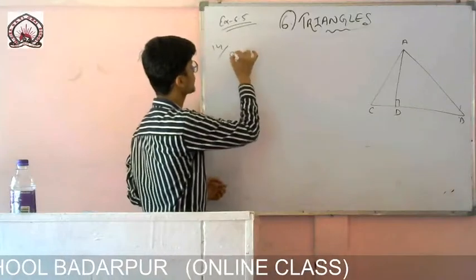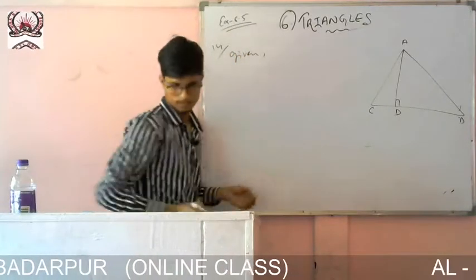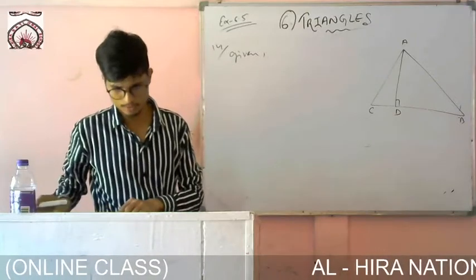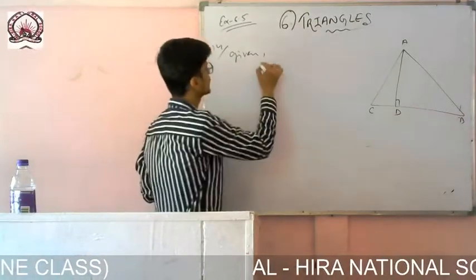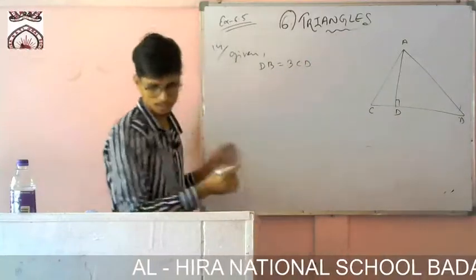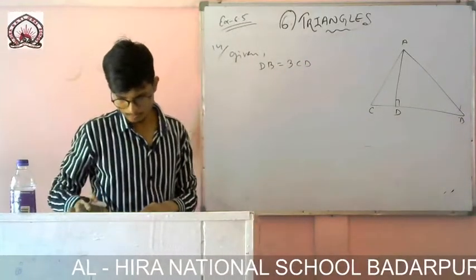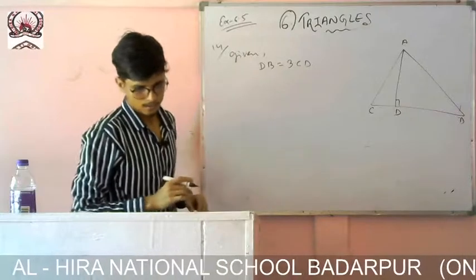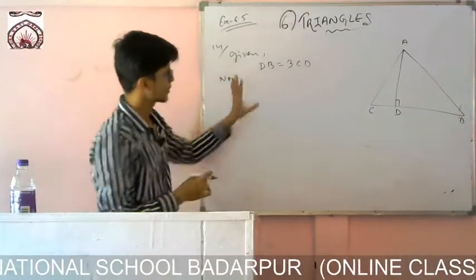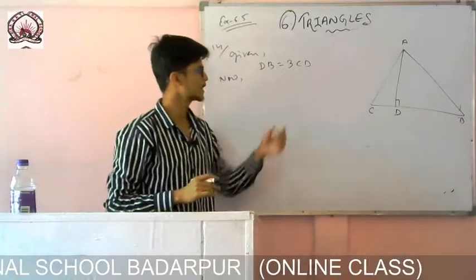So now what is given? Let me write. Given: DB is equal to 3 CD. It is given in your question. You can see DB is equal to 3 CD. Now, this one you keep it there. We need this one later on.